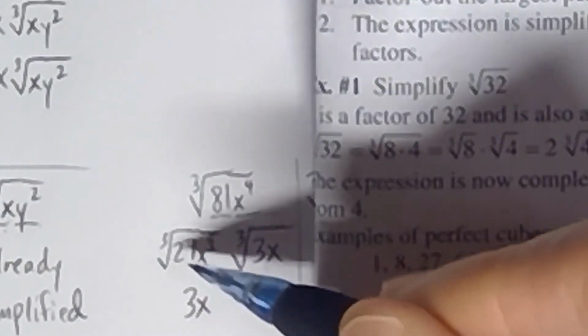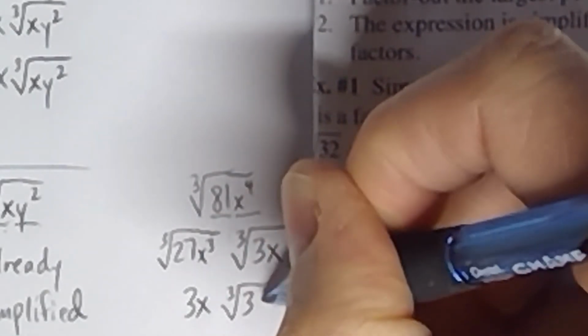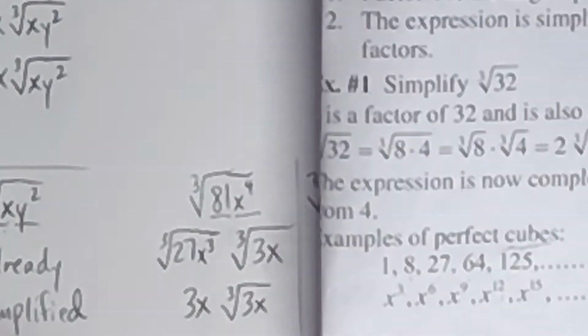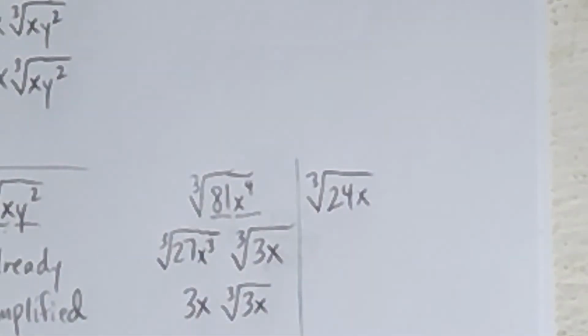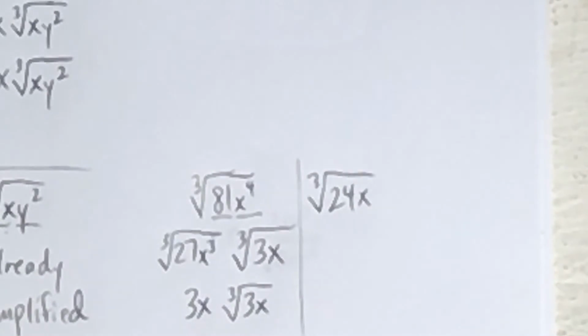3x, if you cube it, is equal to 27x to the 3rd. So 3x then must be the cube root of 27x to the 3rd. The other radical is supposed to stay the same. Okay, evaluate the first one. The second one stays the same. That's the last step of simplifying.